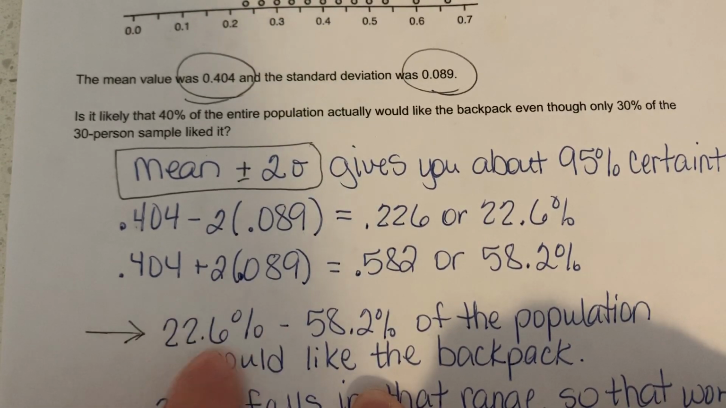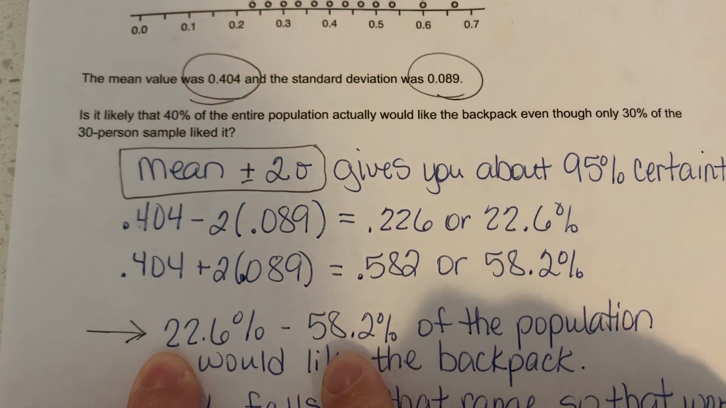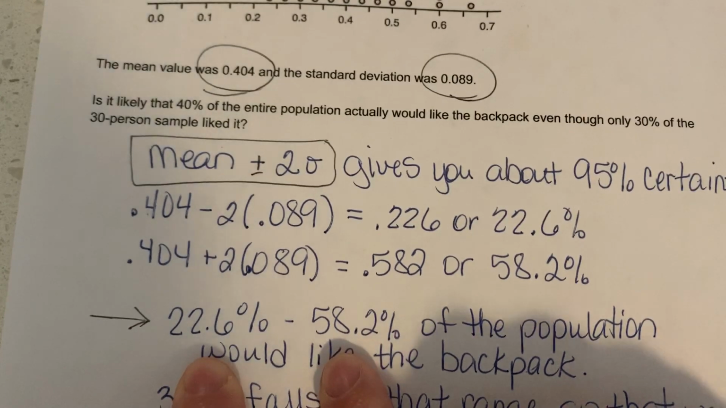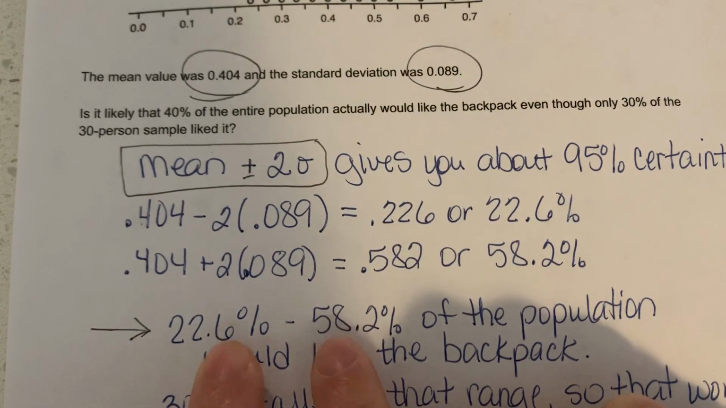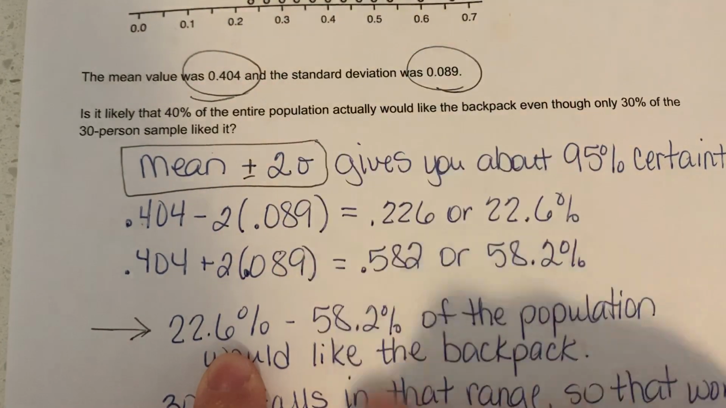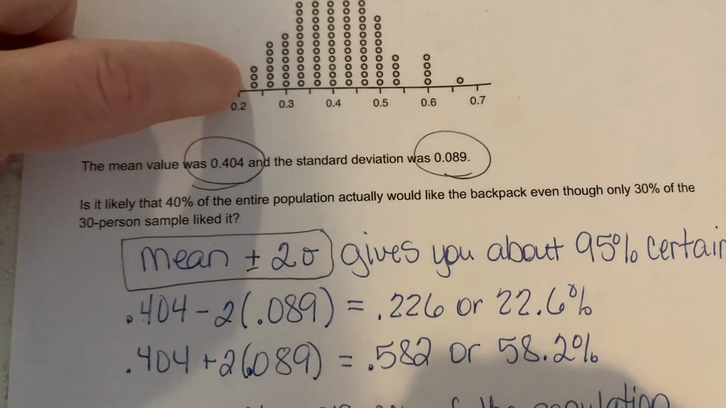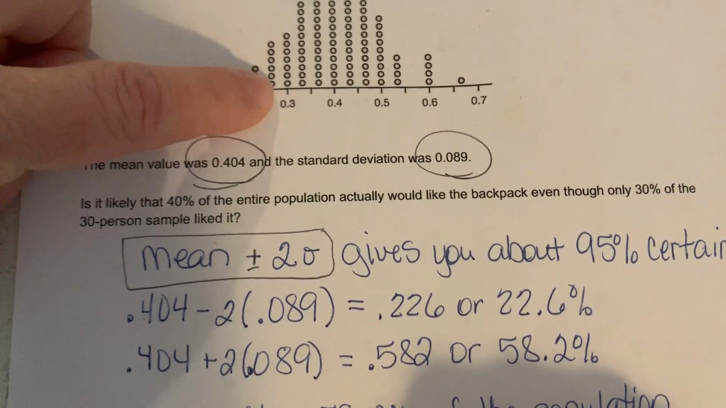It's not real likely that only 10% would like the backpack, because that's too low. And it's not real likely that even 70% would like it, because that's too high based on our data. So we know it should fall between these two numbers, and sure enough, 40% does fall between them. We can use our data or our picture, but for the range I find this more specific than the picture, because how do I know that's 22.6? I'd have to estimate.